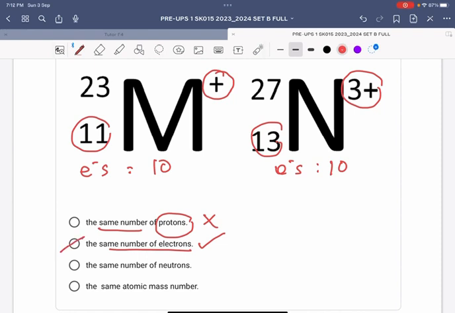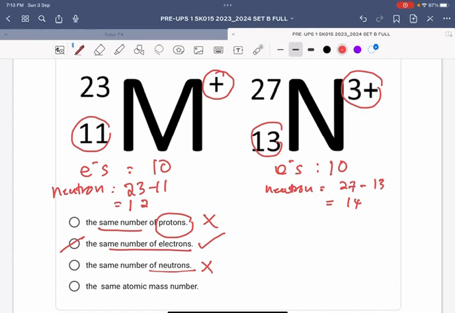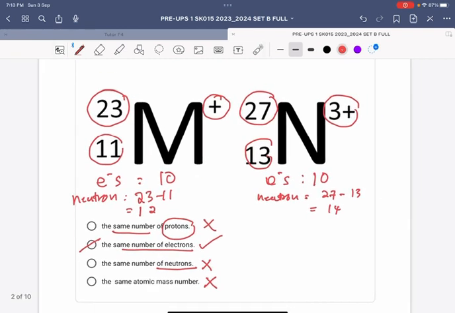But we look at the next option. We try to check the another option. The same number of neutron. Neutron is 23 minus 11, so it will become 12. This neutron equals 27 minus 13, so equal to 14. So different. Same atomic number. Atomic number is here, 23, 27. So different. So the answer is option 2.